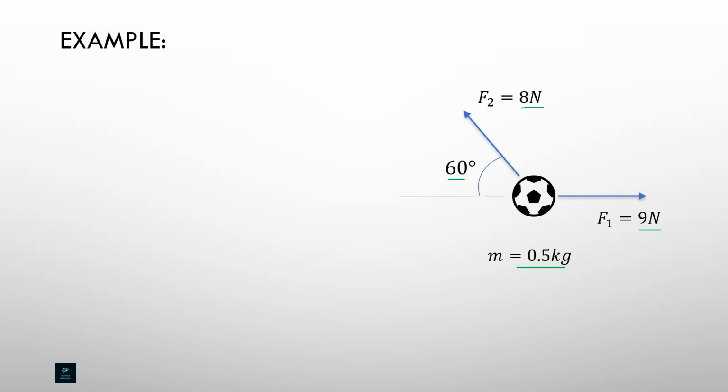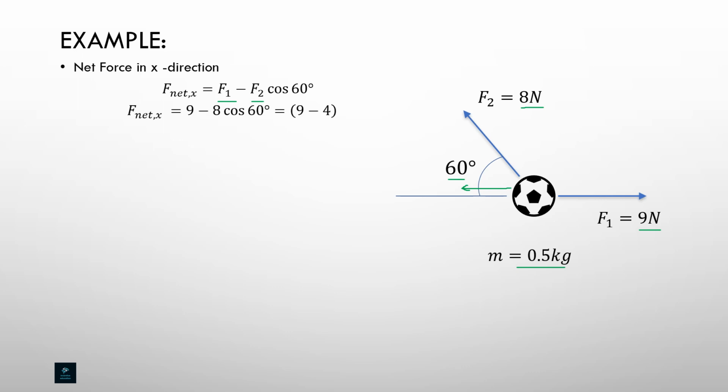So the force F1 is in the x direction only and the x component of F2 is in the negative x direction. Therefore, in the x direction, net force is F net x equal to F1 minus F2 cos 60. Putting the values of F1 and F2, we obtain F net x as 9 minus 8 cos 60. This is equal to 9 minus 4 newtons and this is equal to 5 newtons. Therefore, the net force in the x direction is 5 newtons. Therefore, the acceleration in the x direction will be equal to F net x divided by m. This is equal to 5 by 0.5 and this is equal to 10 meters per second square.